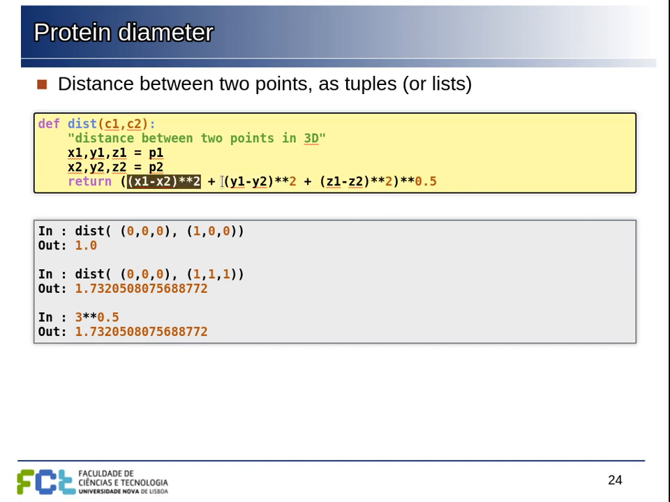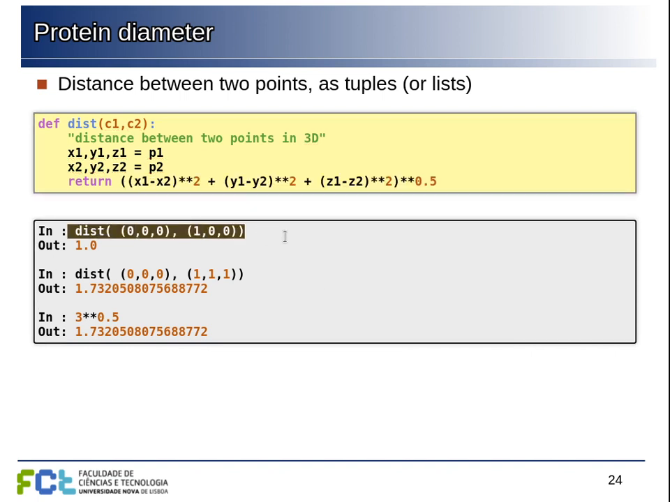We are going to square the differences of the coordinates, sum everything up, and then compute the square root of this total. And this will be the Euclidean distance. And now we can check if this is correct for different pairs of points for which we know the distance.